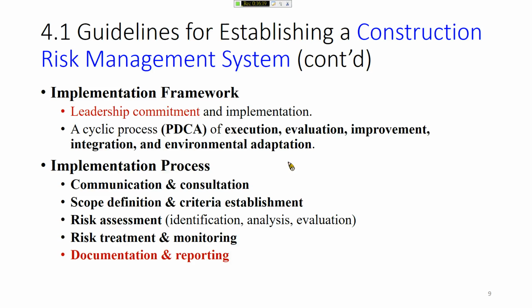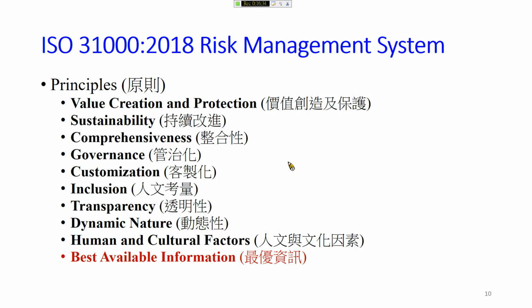But in the ISO system, you must document everything you do and report them to the stakeholders or the project participants. Okay. So this is the ISO 31000 framework principle. Value creation, protection, sustainability means continuous improvement, comprehensive means inclusive, and consultation, communication, governance, which means that there must be a system, a management system.